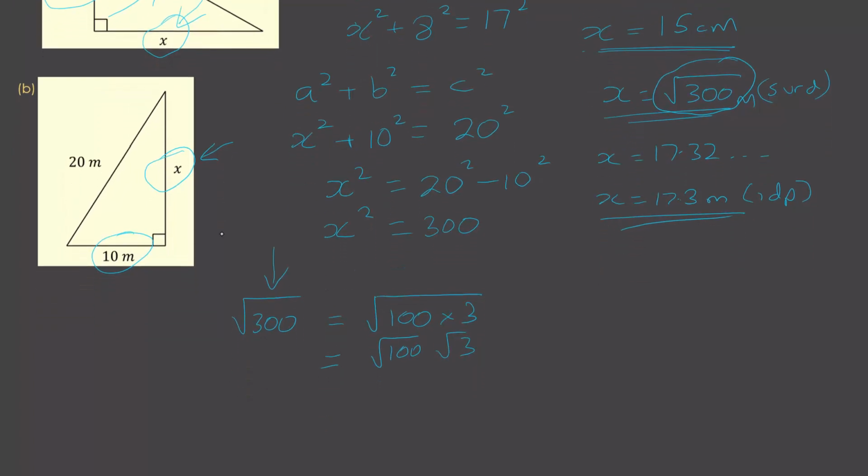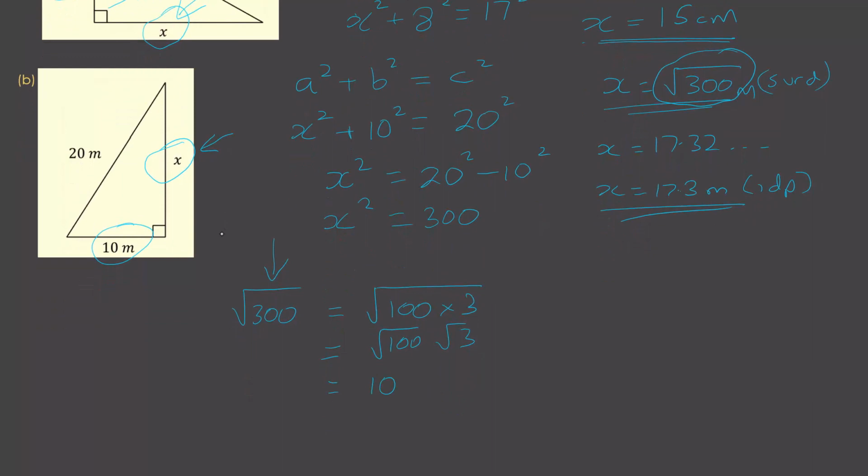And of course, the square root of 100 is 10. So it's 10 root 3. I can't do the same process again to root 3. So that's a simplest possible surd. That, as I say, is a slight extension. You're not really expected to do that in year 9, but I thought I'd mention it.